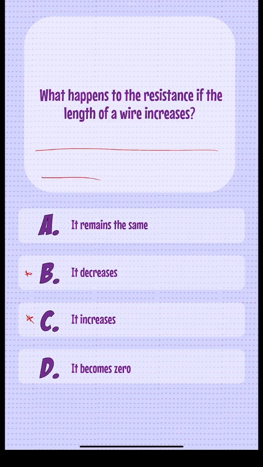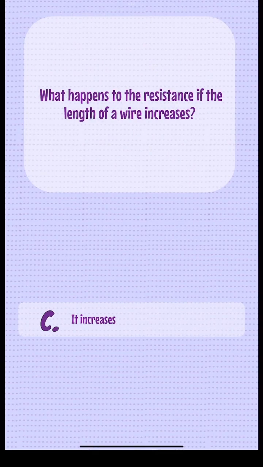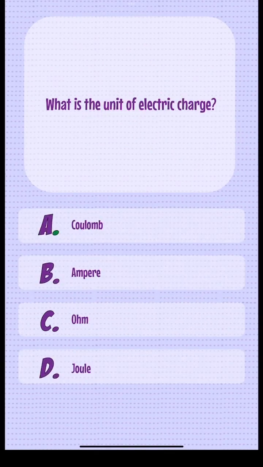So if you have a short wire, the current will flow through that wire quite easily. It doesn't have that far to go. It's because the wire itself has components in it that slow down the current. So if you had a really long wire, then the current has more of the wire to go through. That means it's going to experience more resistance the longer the wire is. So the answer is C, it increases.